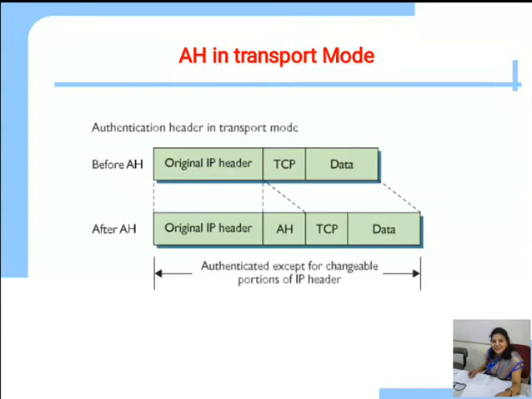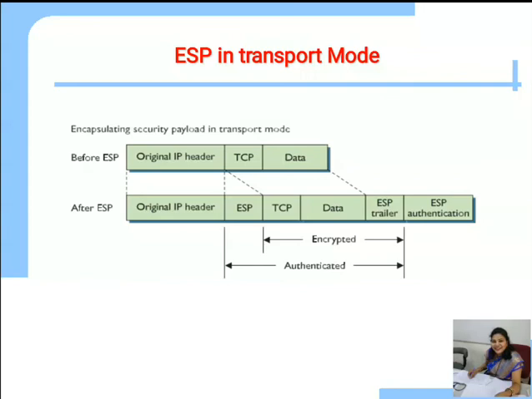AH in transport mode. In transport mode, we only secure the data, not the original IP header. You can see that before AH there is the IP header, TCP and data, that is IP data. After applying AH, the original IP header is as it is, and we apply the IPsec protocol, that is AH, after the original IP header to protect the TCP and data. This packet is authenticated. It also provides integrity.